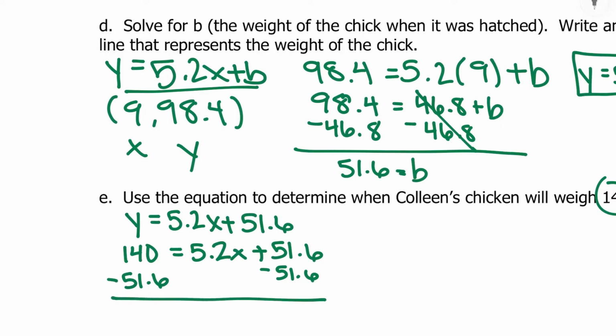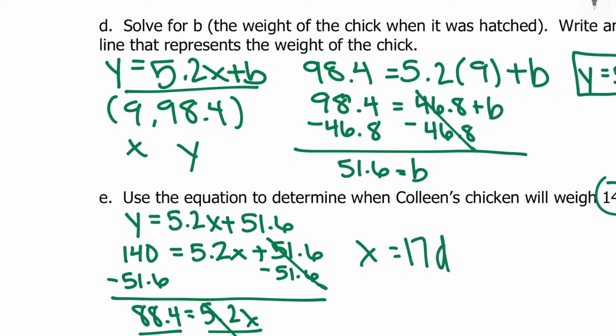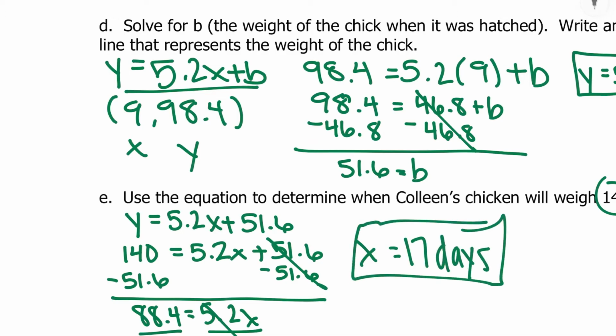I get 88.4 on the left side. On the right, I have 5.2x, and then these have canceled each other out. The last step will be to divide both sides by 5.2. This cancels, and I get x equals 17 days. Take a second to get caught up on that.